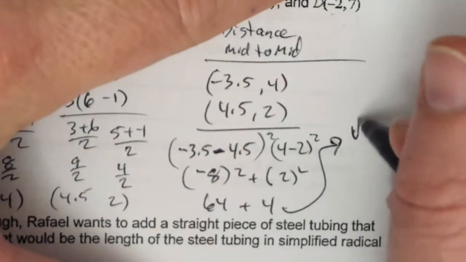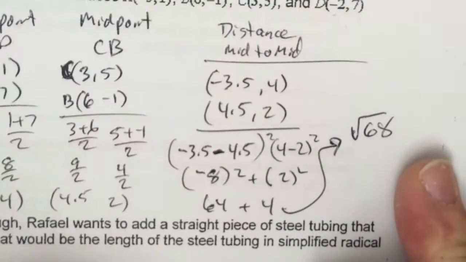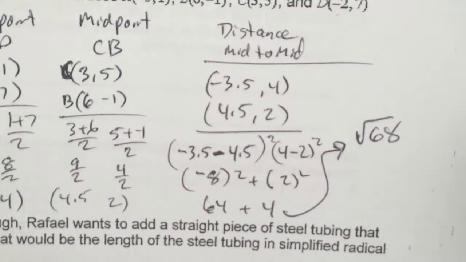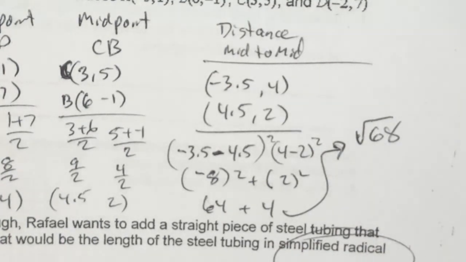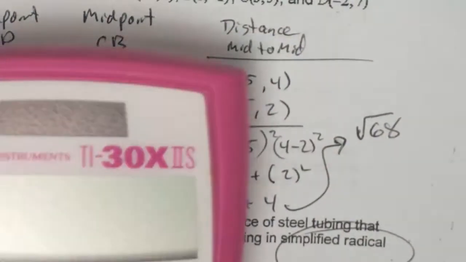That is the square root of 68. And these tricky little buggers told us to simplify radicals. So what square can you take out of 68?